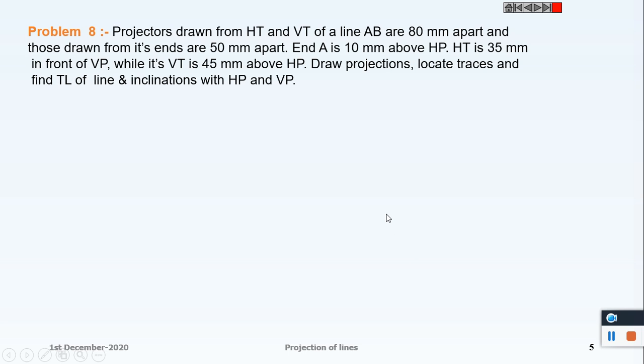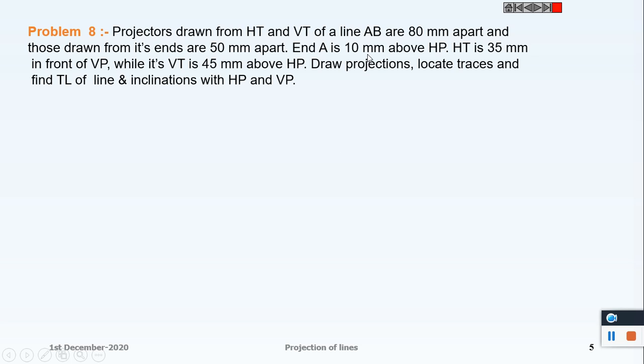The last problem. Projectors drawn from HT and VT of a line AB are 80 millimeter apart, and those from its ends are 50 millimeter apart. That is, A dash A, B dash B are the end projectors. 50 is the distance between the end projectors, and 80 is the distance between two traces, vertical trace and horizontal trace.